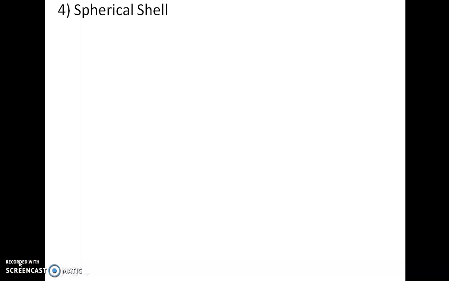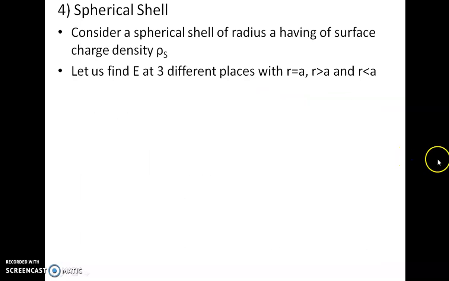Hi all. In this video, we are going to see one more application of Gauss law, that is, when Gauss law is applied to a spherical shell, how we can find electric field intensity at a particular point P. Now I am considering an imaginary sphere of radius A.